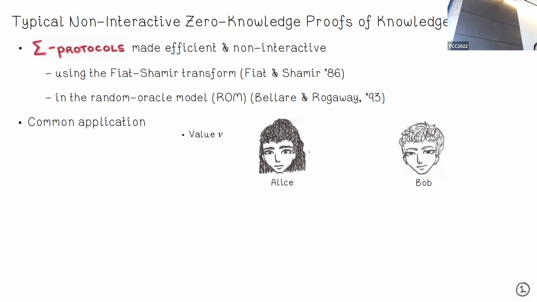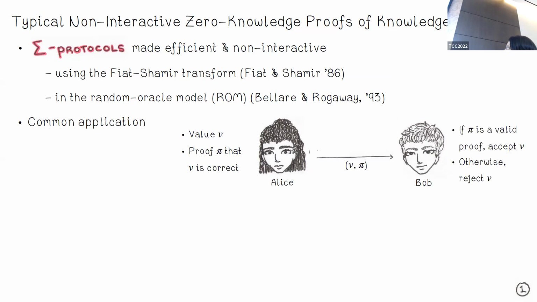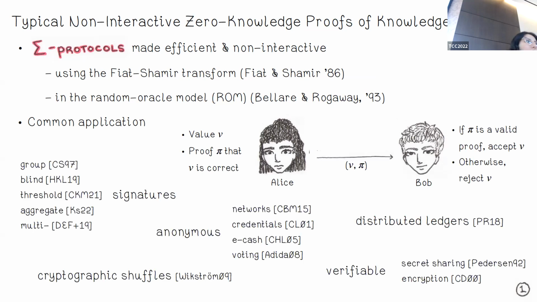Alice has a value v. She wants to convince Bob that this value is correct. So she generates a proof pi that v is correct and sends v and pi to Bob. Bob then checks the proof. If the proof is valid, Bob accepts v, otherwise Bob rejects. And this appears in countless cryptographic protocol designs.